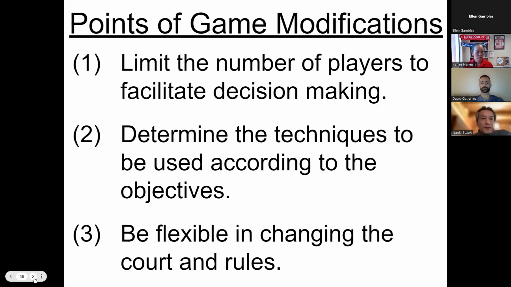Okay, next slide. In summary, there are 3 key points to game modification. I don't have enough time this time, so please see this slide after this seminar. Thank you for listening.